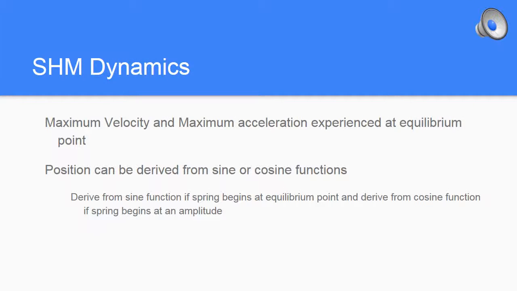The maximum velocity and maximum acceleration of an object moving in simple harmonic motion is experienced at the equilibrium point. The velocity and acceleration of the object can be derived from the position function of the object, which will either be a sine function if the object begins at an equilibrium point or a cosine function if the object begins at the maximum amplitude.